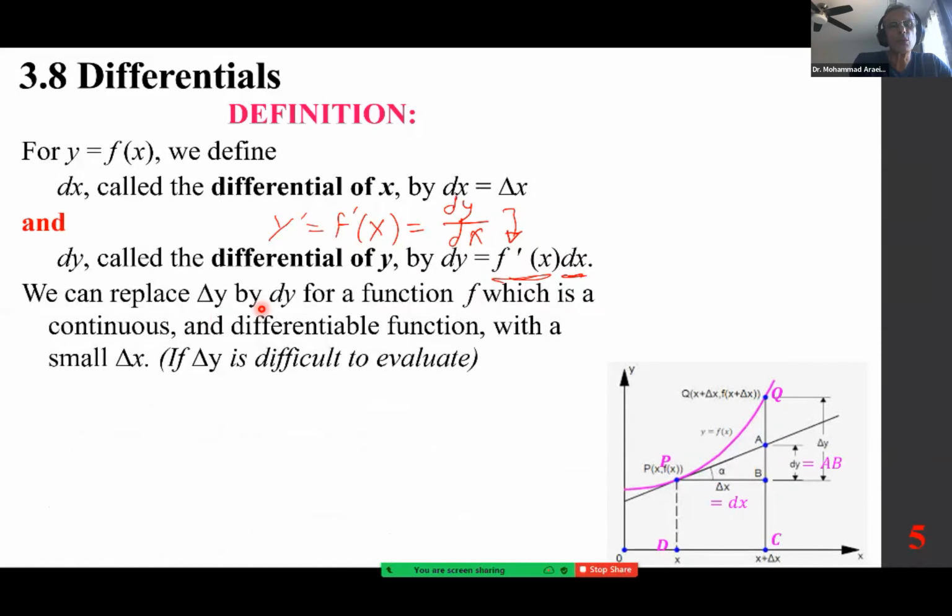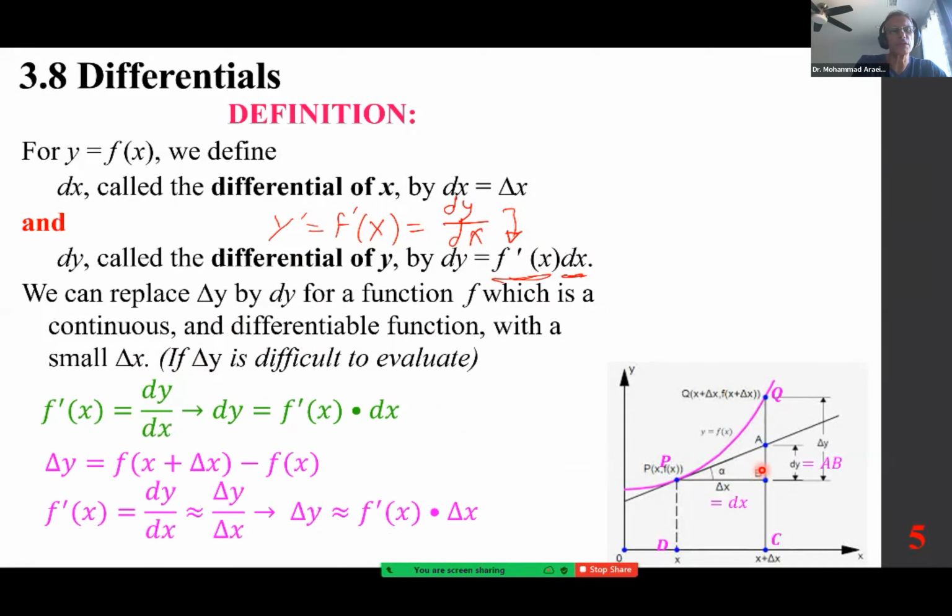We can replace delta y by dy for a function f, which is continuous and differentiable, with a small delta x, if delta y is difficult to evaluate. And we have some formulas here, starting with f prime of x. I'm going to remind you what I did here, dy/dx. Therefore, dy is f prime of x dx. So let's go over this graph to make some sense out of this.